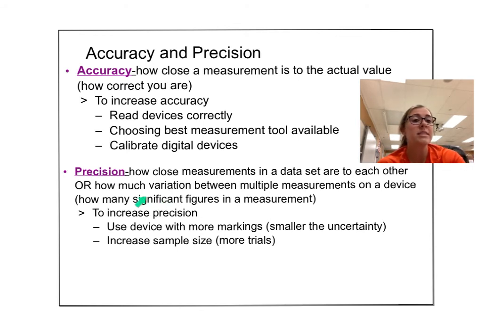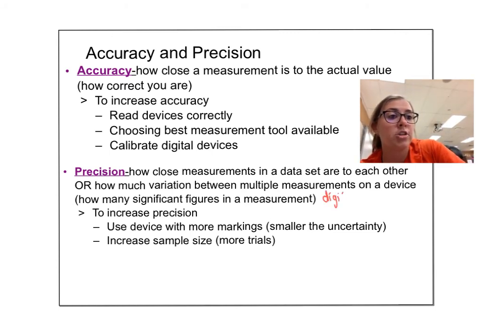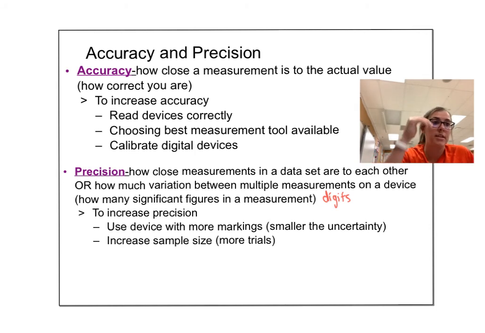Or it's how many significant figures there are in a measurement. It's how many digits there are in a measurement. Remember, we measure all certain digits, the ones that are markings, plus one estimated. So a better device, like this guy, is more precise because there were markings every 0.1 milliliter, more precise than this guy because there were only markings every 1 milliliter. You get more digits with this one when you do all certain and one estimated, less digits with this guy when you do all certain and one estimated.